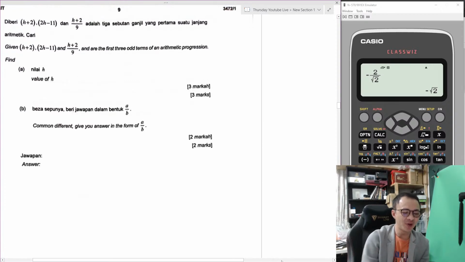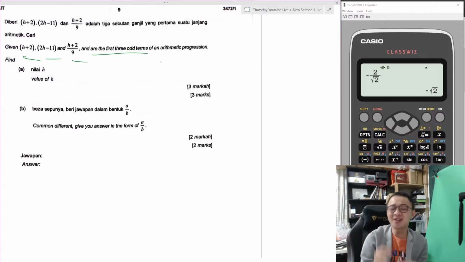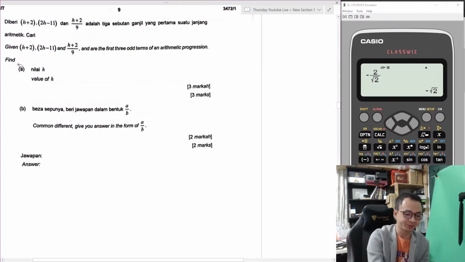Alright. So we have 3 terms. These 3 terms are the 3 odd terms of the arithmetic progression. Odd terms means these 3 terms are not continuous. So this is the first term, T1. This one will be T3. This one will be T5. But luckily we have T1. T1 is A, right?